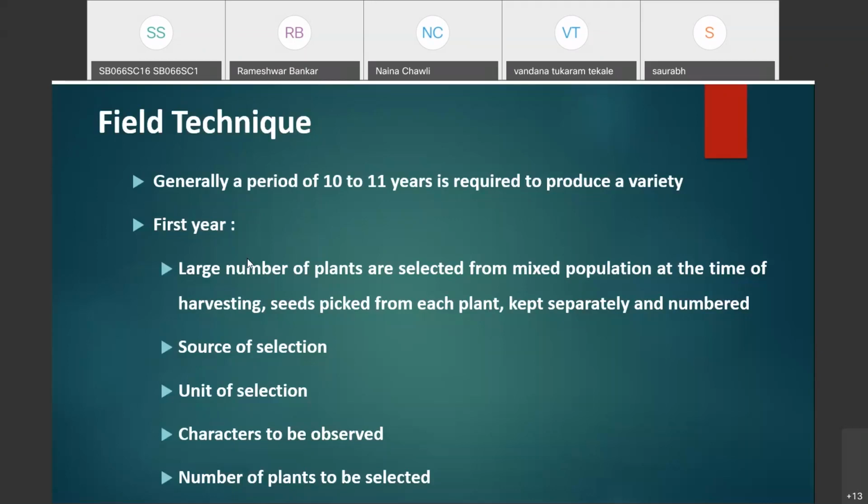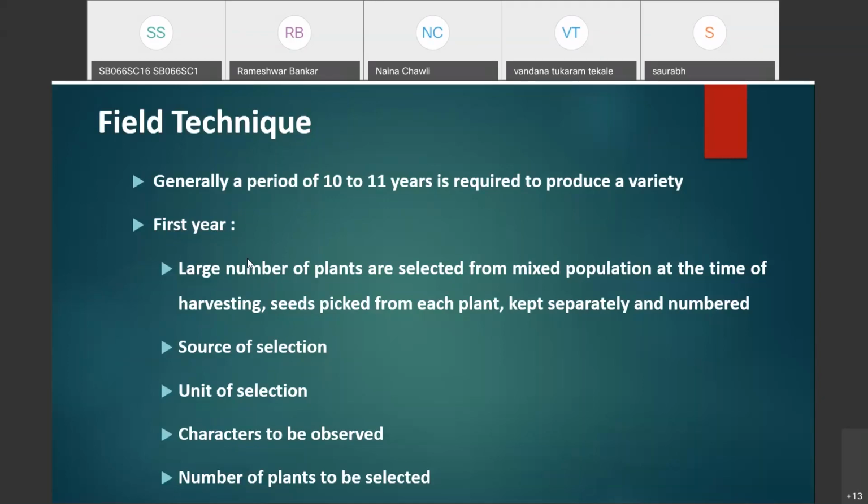Then which are the characters observed or used for selection. The selection is carried out depending upon the phenotypic characters or external characters: the appearance, height, color, size, resistance to diseases, insects, pests, frost, lodging, maturity, yield, etc. These are the characters which are used for selection.